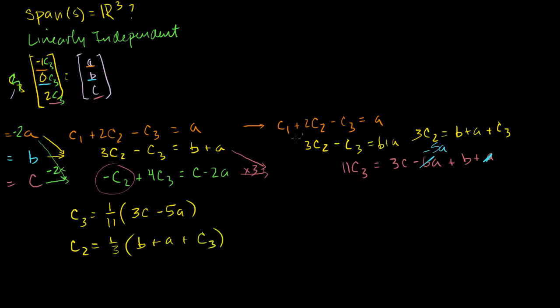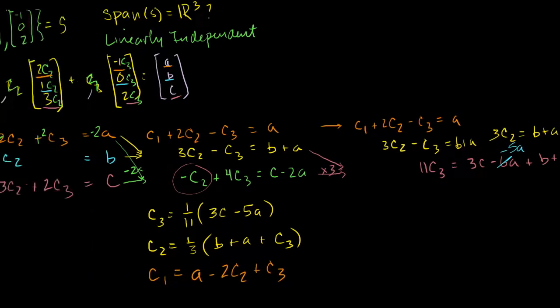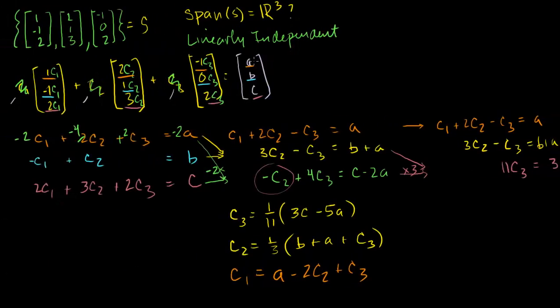And then what is c1 equal to? Well, if I rewrite this top equation, if I subtract 2c2 and add c3 to both sides, I get c1 is equal to a minus 2c2 plus c3. So what have I just shown you? You can give me any vector in R3 that you want. You can give me any real number for a, any real number for b, any real number for c. And I'm claiming now that I can always tell you some combination of these three vectors that will add up to those.